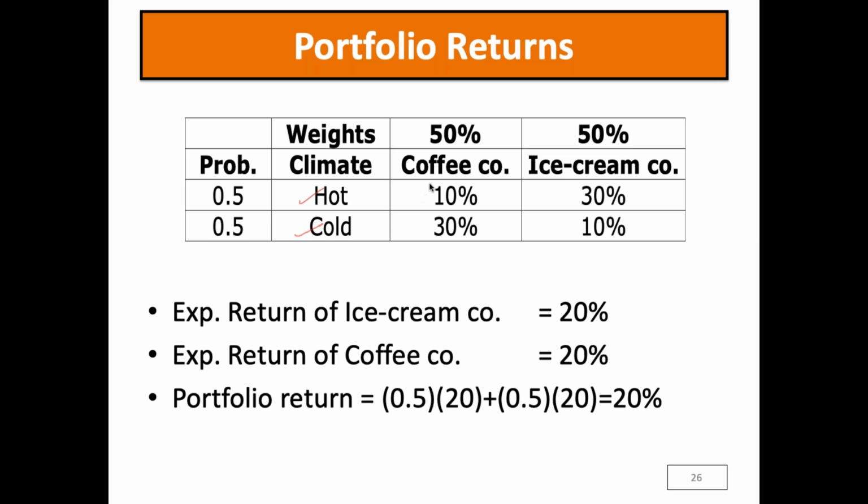Two companies have been given, coffee and ice cream. Now see, if climate is hot, coffee is likely to give me 10% return. Climate is cold, coffee is going to give me 30% return. And exactly opposite kind of return have been given in ice cream. 30% in hot climate and 10% in cold climate. Right, so understandably काफी simple सा question है. Weights को for the time being हम ignore करते हैं.